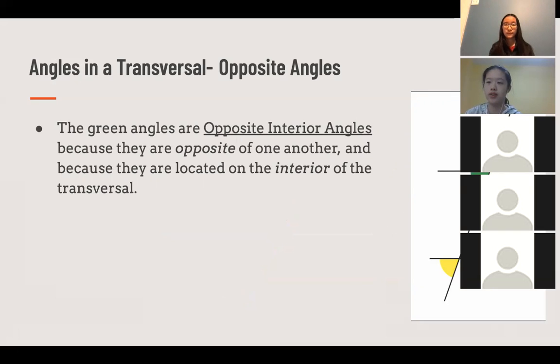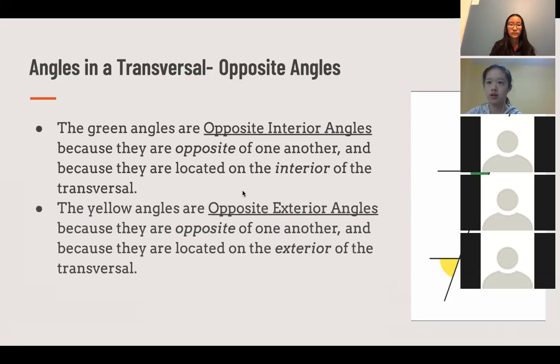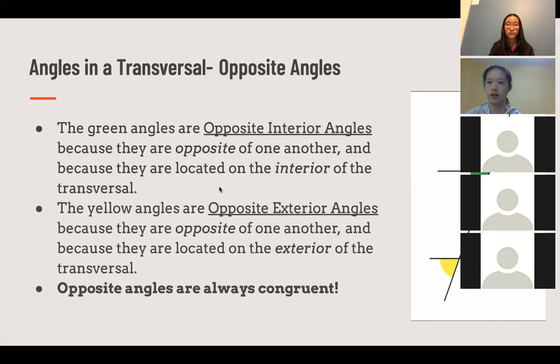So in this picture, again, it's a transversal. The green angles are called opposite interior angles because they're located between the parallel lines, which means they're on the interior, and they're on opposite sides of the transversal. The yellow angles are called opposite exterior angles because, again, they're on opposite sides of the transversal, but they're outside of the parallel lines, so they're called opposite exterior.